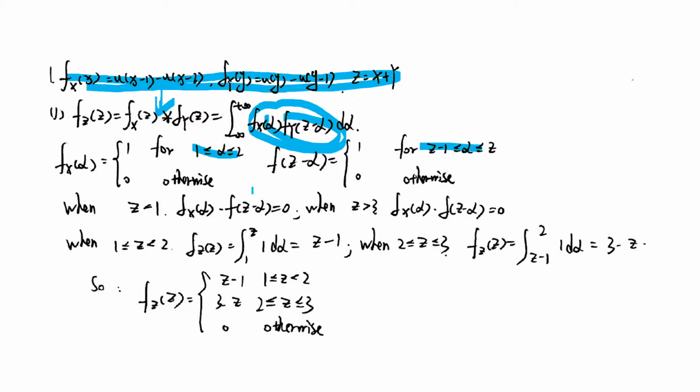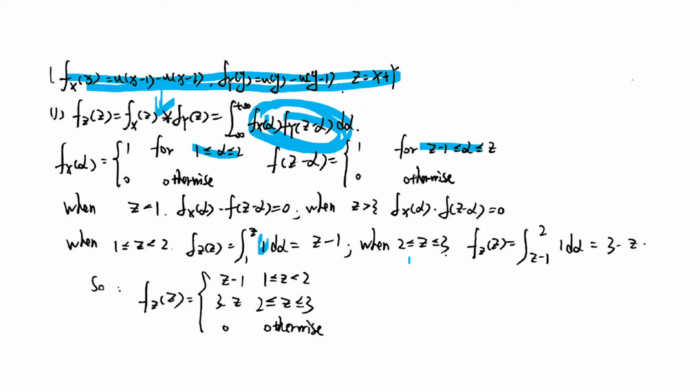In order to find the intersection of these two ranges, we need to discuss different z, because with different z there would be different intersections. First, when z is less than 1, there would be no intersection, so this part would be 0. Also when z is greater than 3, this part would also be 0. And when z is in the range between 1 and 2, the intersection would be 1 to z, so we just need to integrate 1 from 1 to z to find what f_Z(z) looks like.